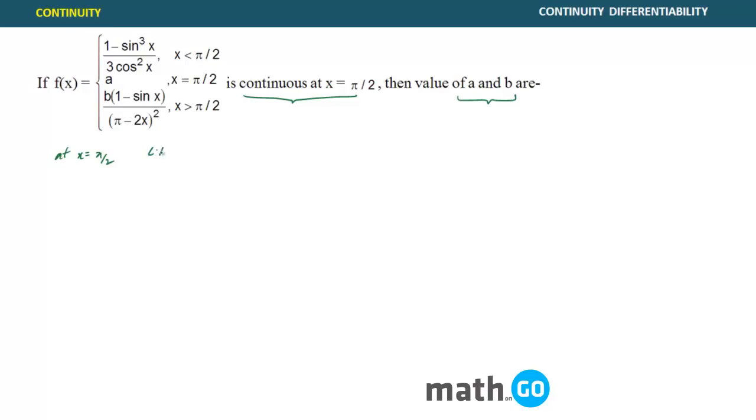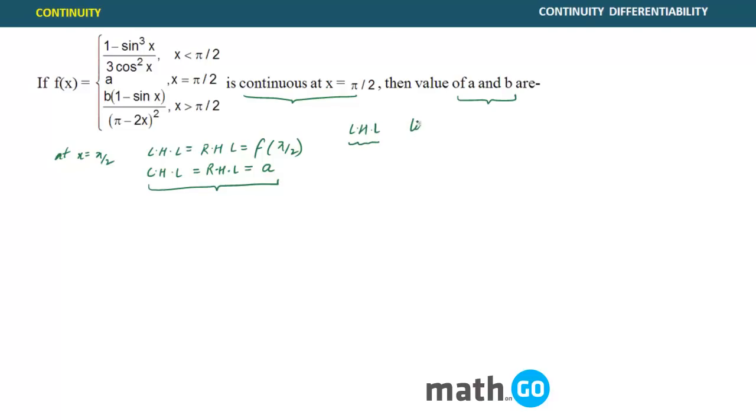So here what we need is that LHL should be equal to RHL, and should be equal to the value of the function at pi by 2, and this is actually given. What is the value of the function at x equal to pi by 2? See here, at x equal to pi by 2, the value is given to be a. That means both LHL and RHL should be equal to a. This is what you have to do. And now we need to find the values of a and b for which this particular condition would be satisfied. So first of all, let's target LHL.